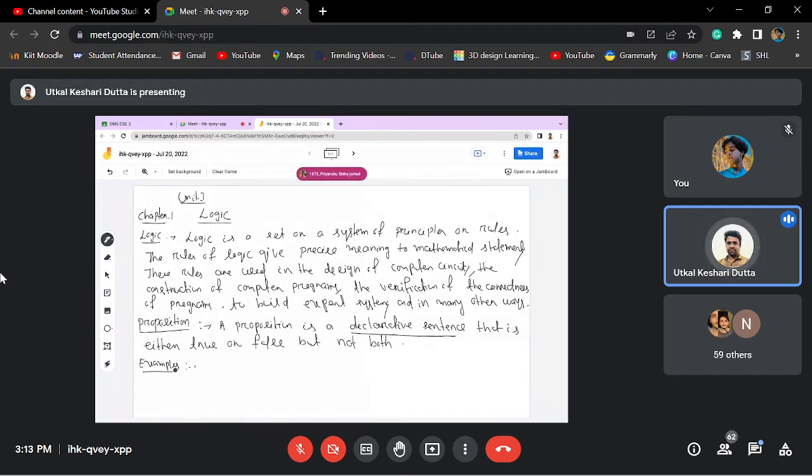You also have to check that the declarative sentence has truthness. It may be either true or false. Then you can say that the sentence is a proposition. In all other cases, if the sentence is neither true nor false, it is not a proposition. If the sentence is true as well as false, that is also not a proposition. Got it?